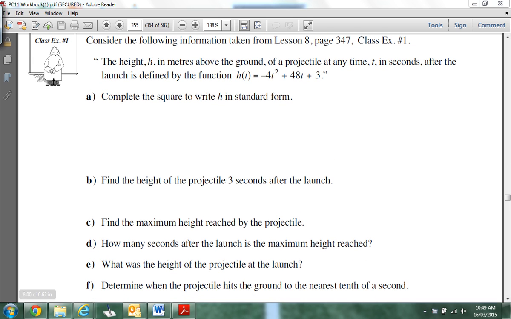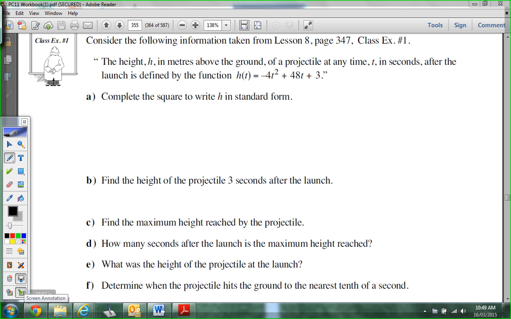All right. So consider the following information taken from lesson 8 on page 347. Class example 1. The height in meters above the ground of a projectile at any time in seconds after launch is defined by negative 4t squared plus 48t plus 3. The biggest thing I said on Thursday is that parabolas, in my opinion, their most basic and most often used real life example is gravity. Every time you throw something, it makes a parabola shape because it comes down. So throwing a ball, like shooting a hockey puck, all those things still have a parabola, even though they're flatter, versus a basketball shot, which would be more vertical.